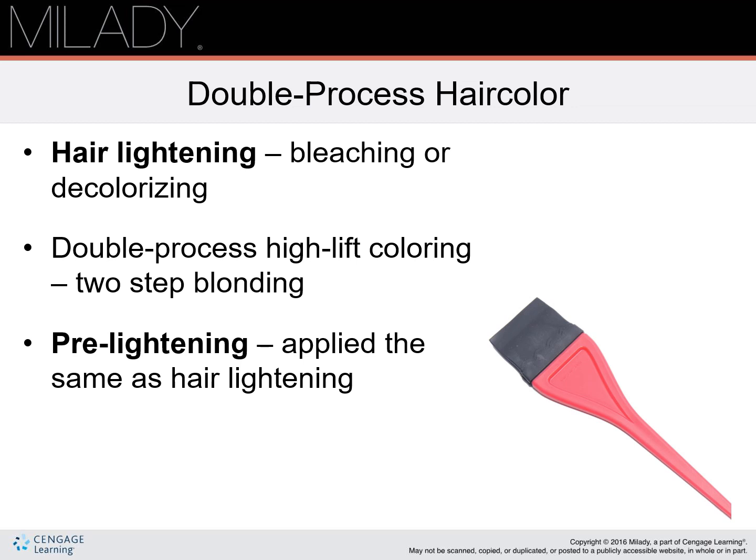Double process high lift coloring. This is known as 2-step blonding. The hair is pre-lightened first and then it is toned. We do this a lot. It's very common actually. What is pre-lightening? Pre-lightening is the first step of a double process hair color. It is used to lift or lighten natural pigment before the application of a toner. So again, remember, natural pigment before the application of a toner.